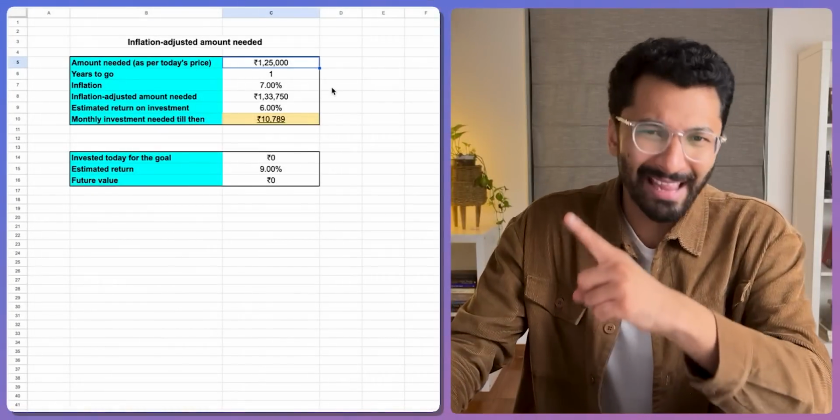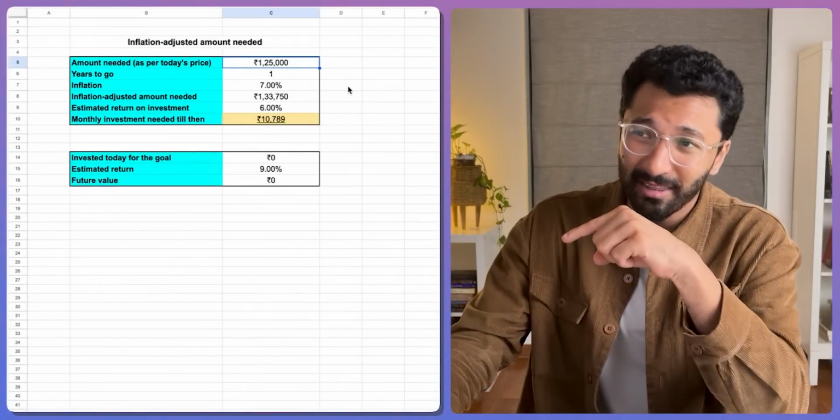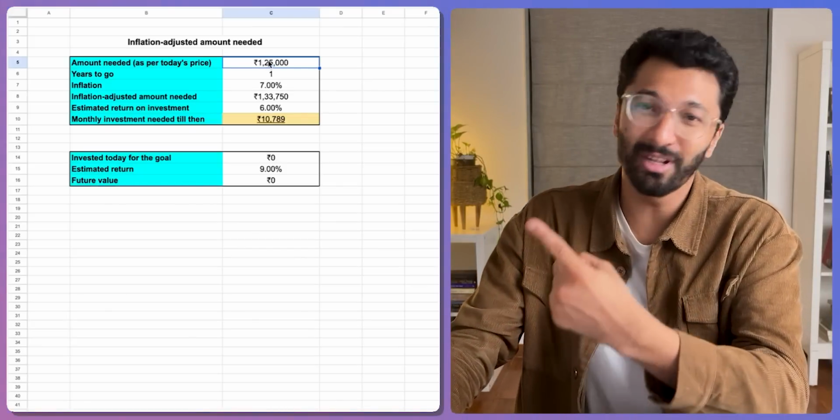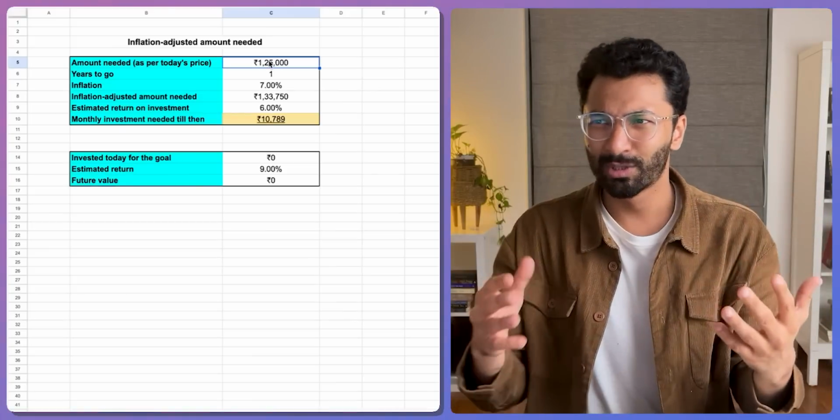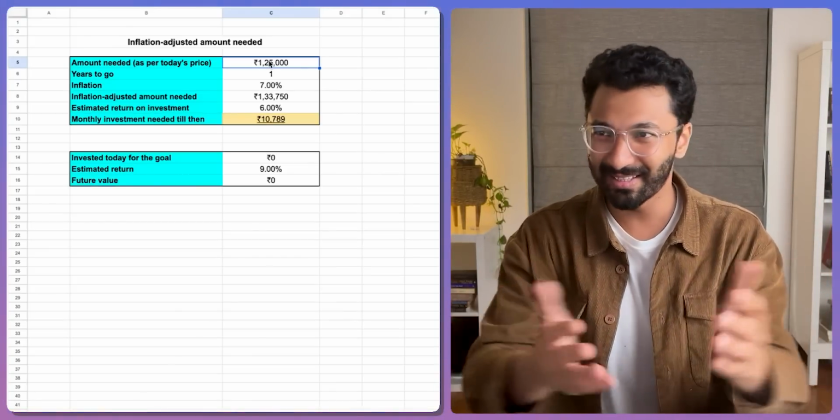First up, before you even decide where to invest, you need to figure out how much you need to invest every month to meet that goal that you have. So here's a simple calculator that I have created, which you can get access to for free using the link in the description. The first thing that you need to do in it is enter the amount that is required for your goal. So let's say you want to save for the down payment of a car, could really be anything, but let's just take this as an example.